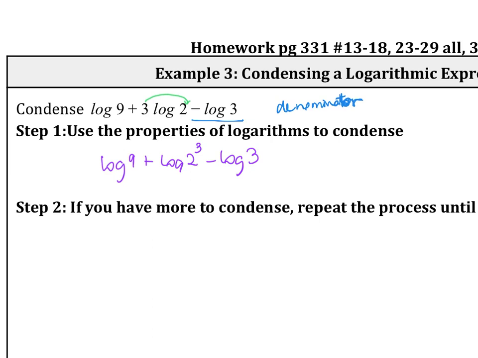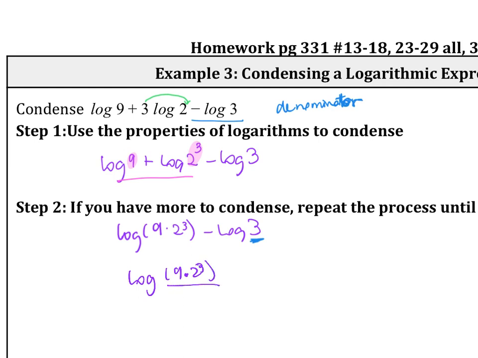Now let's continue this. Let's do the addition first. We have log of 9 plus log of 2 to the third power. This is adding, so I can take these values and multiply them. I'm going to write a single log and then 9 times 2 cubed, and I still have this minus log of 3. The minus means that this value is going to be in the denominator. So let's condense further. This becomes log of 9 times 2 to the third power divided by 3.